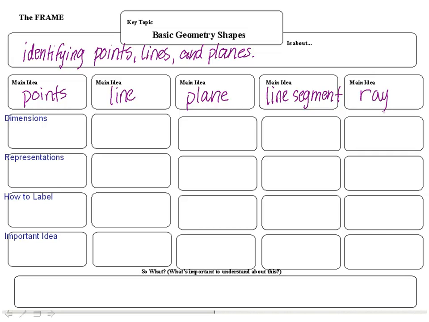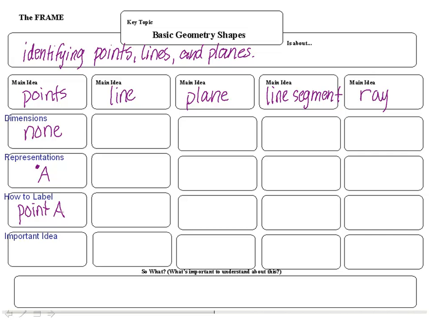So we're going to talk about all 5 of these things, what their dimensions are, their representations, how to label, and an important idea for both of them. So first of all, for points, dimensions, length, width, height, well, they don't have any, so dimensions for a point are none. Representations, what do they look like? They're going to be a dot with a capital letter next to them. How we label this, we would call it point, so we actually write the word point, and then we use the letter. So that would be point A.